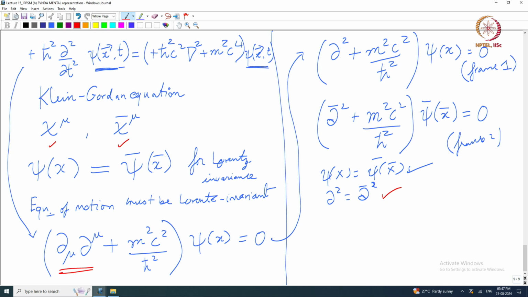So, that means that is good news, right. That means the Klein-Gordon equation we have derived from the Schrodinger equation using quantum mechanics turns out to be Lorentz invariant. So, that is good news, right. But there is still something we need to understand here.